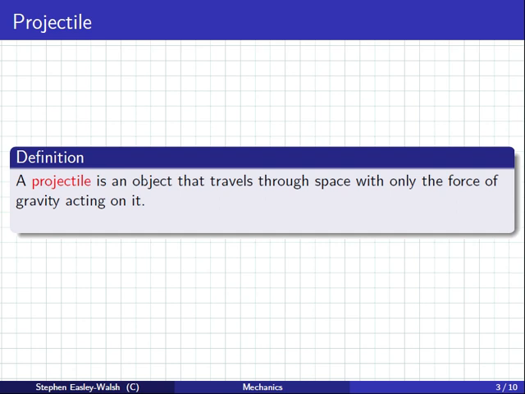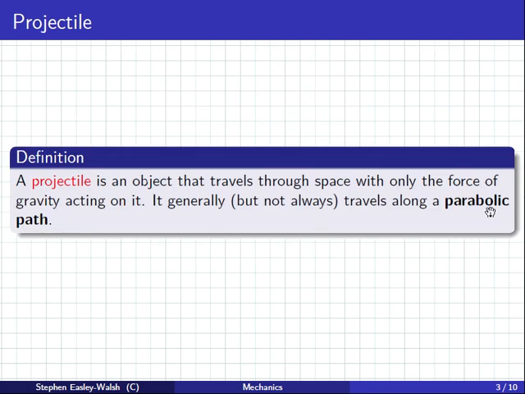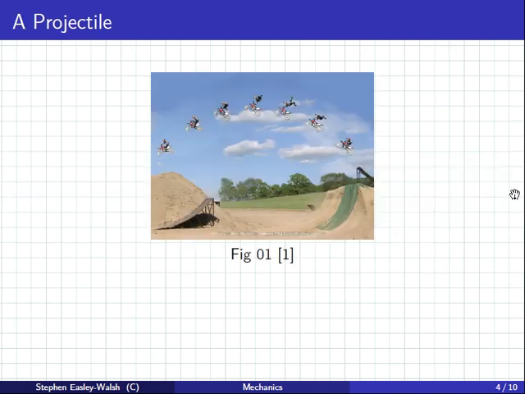Okay. You got that? Yeah. We don't need the next part. The better thing here is the picture. So this is an example of a projectile. Once the bicycle leaves the ramp, there's only one force on the bicycle now, which is gravity. And that makes the motion this shape, which I said on the last slide was called a parabolic path.